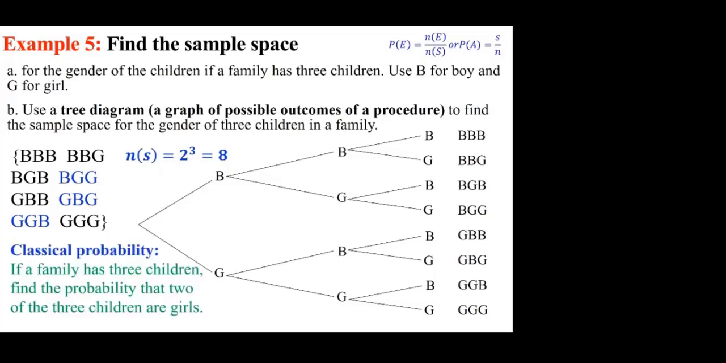So if a family has 3 children, find the probability that 2 of the children are girls. So let's see how we arrive at it. It simply means we are looking for 2 G's, and that's why I put them in a different color. When we go back to this either tree diagram or the set, we notice this one, and this one contains 2 G's.